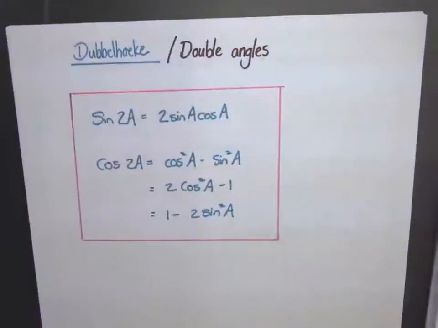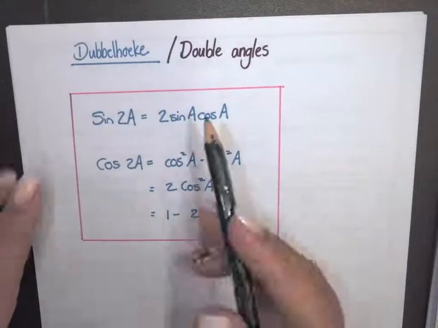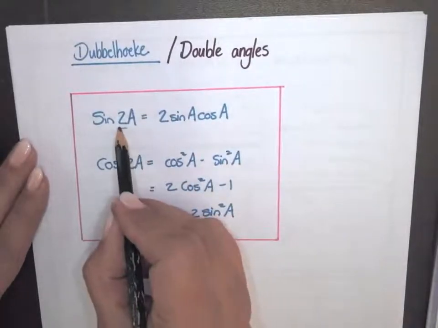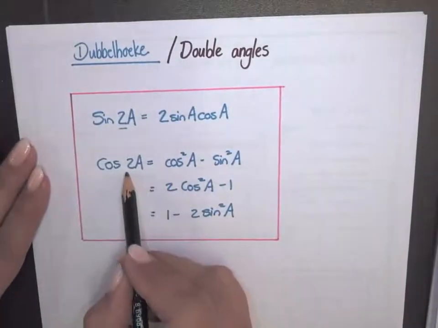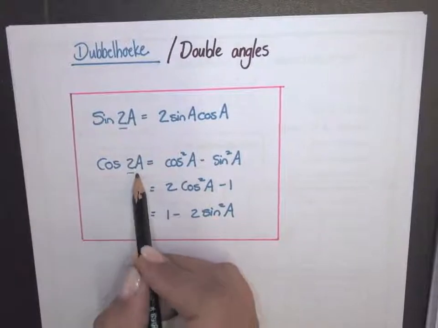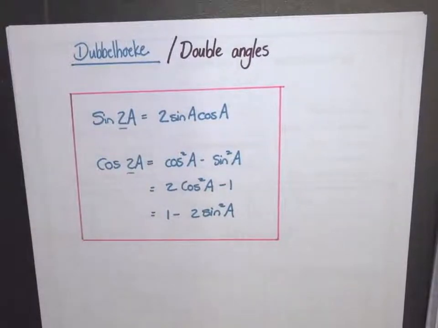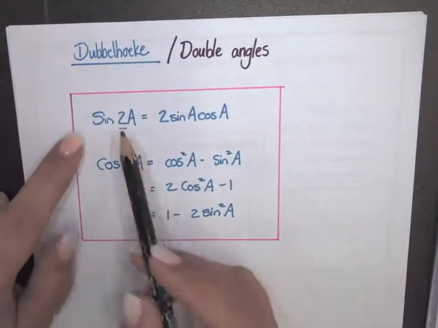This lesson is about double angles. You recognize a double angle by looking at 2 times something and 2 times something. Again, we have certain patterns.